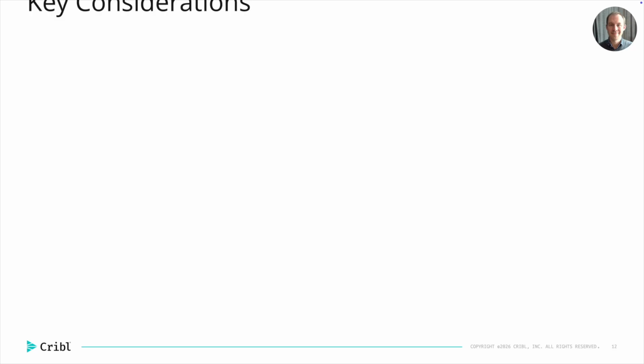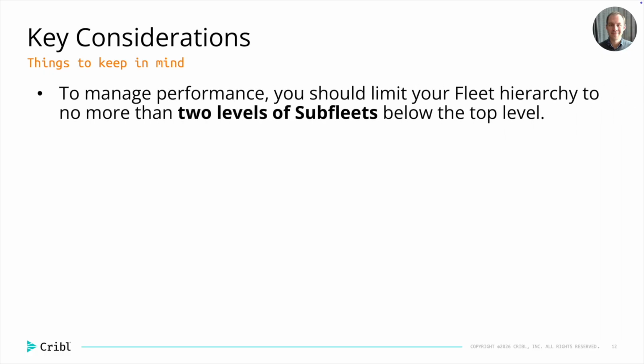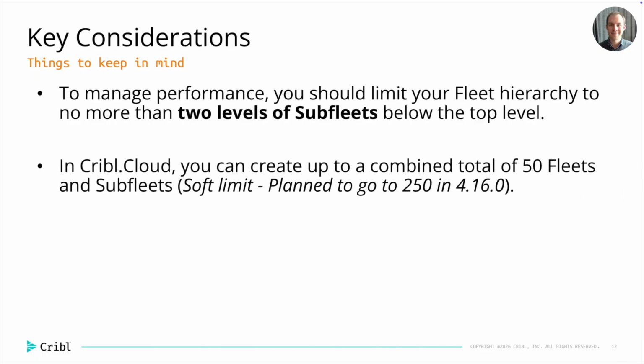When expanding your edge deployment and thinking about fleets, there are a few things to consider. Firstly, you should consider how many levels of subfleet you are planning to create. We recommend no more than 2 levels of subfleets below your top level. Additionally, when thinking about growing the number of fleets and subfleets you are managing, you can create a total of 50 fleets today. This is a soft limit, which will increase to 250 in the 4.16 release. If you are thinking of planning a deployment that has a very large number of fleets, please consult your Cribl account team for more tailored advice.